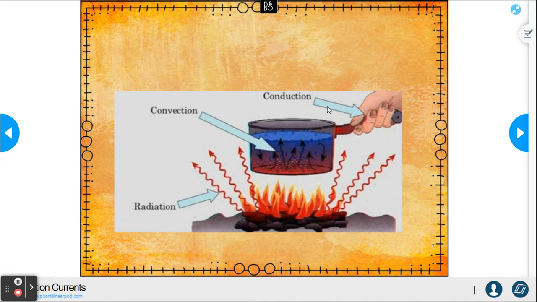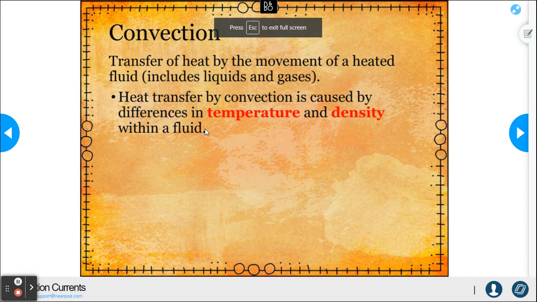All right, so remember, we talked about conduction, which is the heat transfer through touch, convection, which is the heat transfer through cycles in liquids or gases, and then radiation is heat transfer through waves. We're really focusing on the convection side of things. So on number 2 on your notes page, get ready for this part.